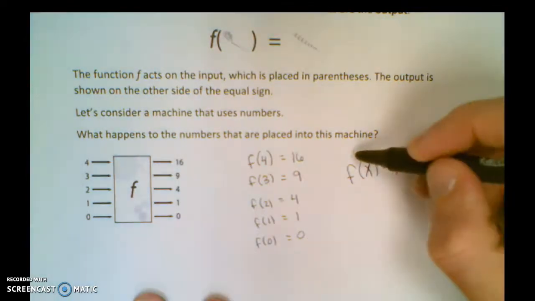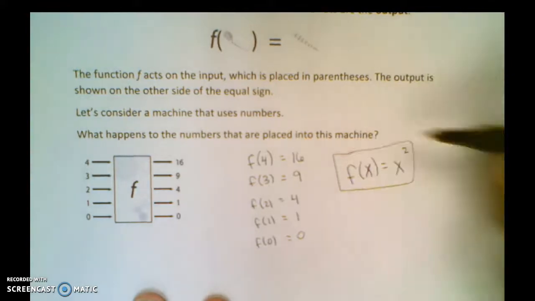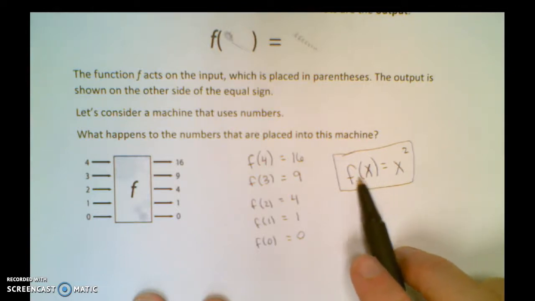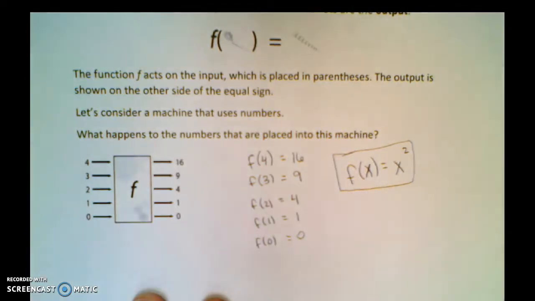So this is our first introduction to function notation. Again, this does not mean multiply with the parentheses. This is just telling me that this is my input value that I'm plugging into this function. So let's keep looking at it.